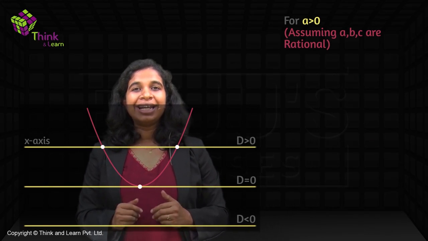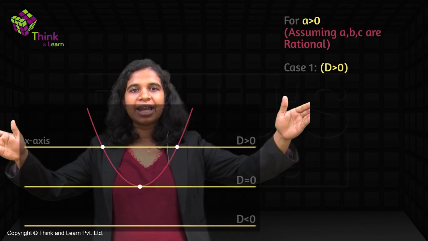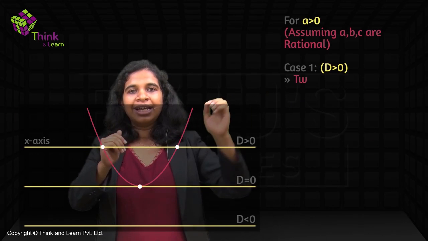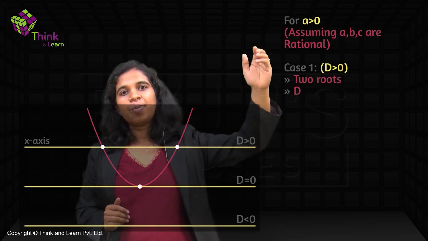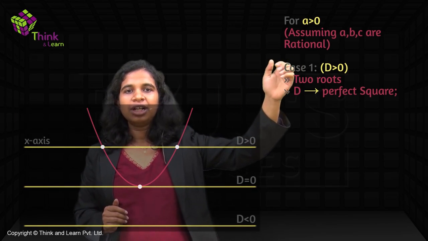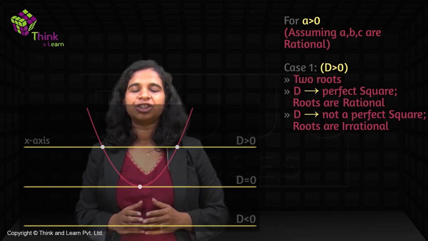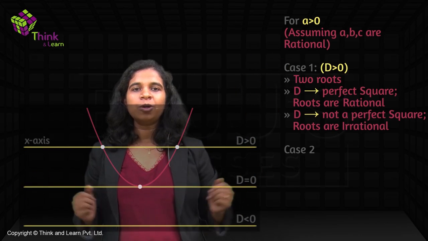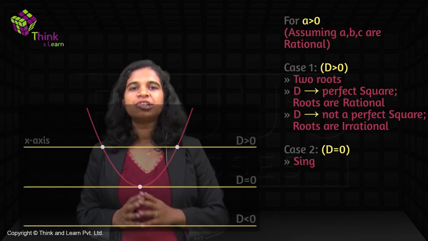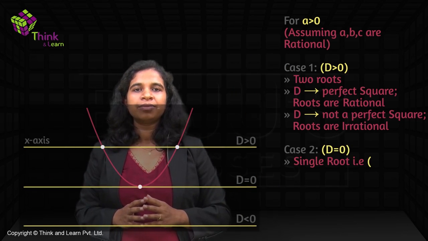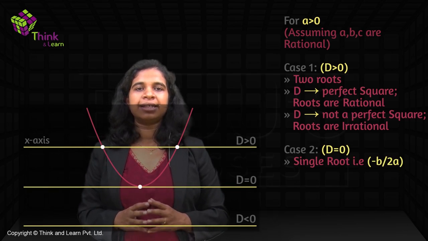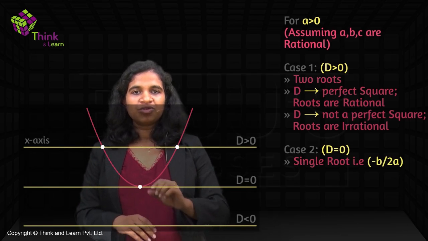So to quickly summarize, the value of d is what determines what the nature of roots is going to be. When d is greater than 0, x-axis will lie here. There'll be 2 roots. In this case, when d is a perfect square, you will have both rational. If d is not a perfect square, you will have both irrational. If d is equal to 0, then there'll be a single root which is equal to -b by 2a. All of this is assuming a, b and c are rational. So this will be a rational root.